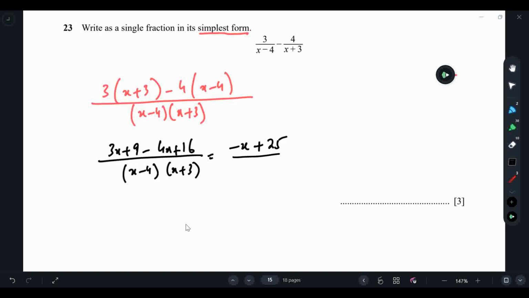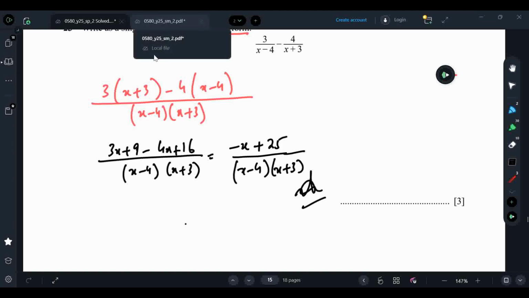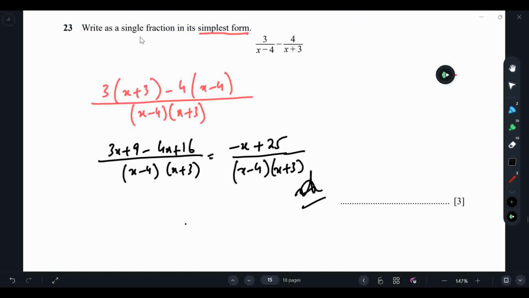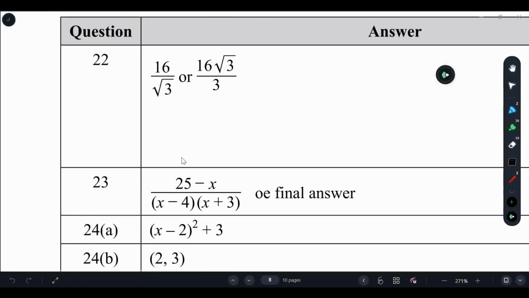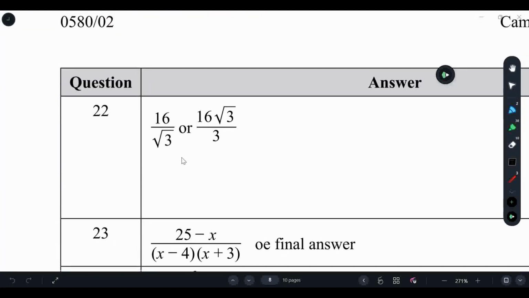No need to simplify the denominator because in the Cambridge exam, it is not a requirement. Although if you multiply it, the answer will still be correct, but no need to waste your time, especially when you have a question like this that says write as a single fraction in its simplest form. Then no need to simplify it. So you can see that they have not simplified the denominator.